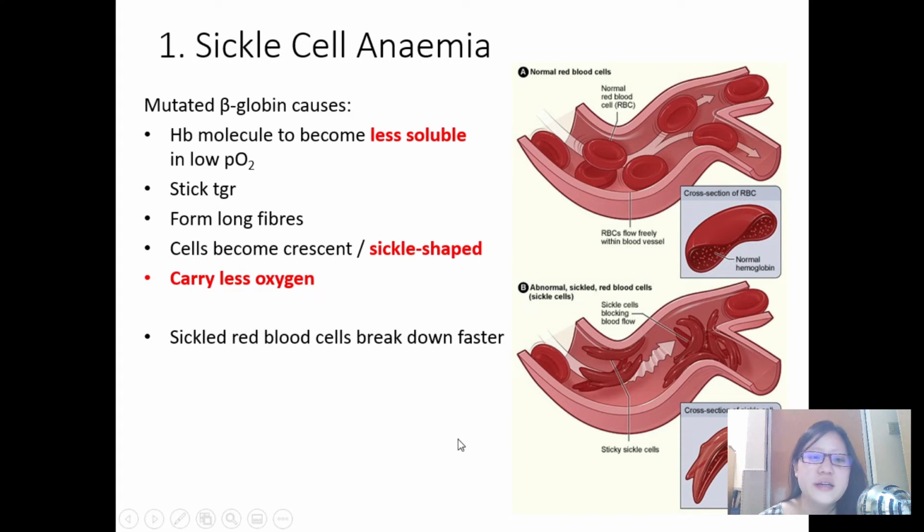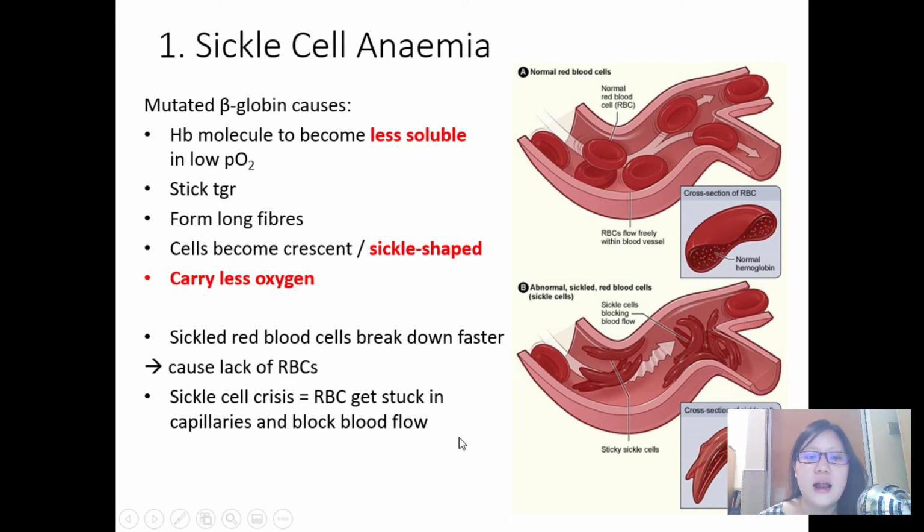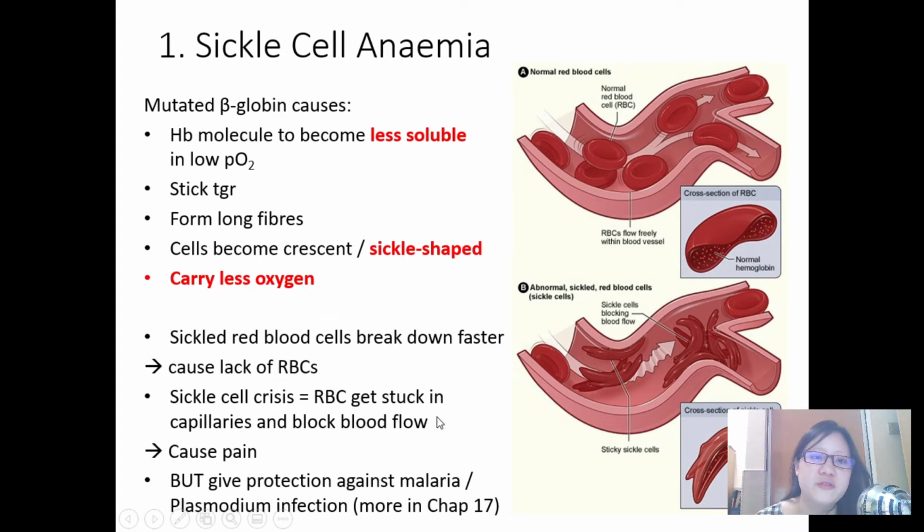Now, the problem here is that sickled red blood cells break down faster as well and cause a lack of red blood cells. It's very often that a sickle cell gets stuck in capillaries like this and blocks blood flow as well. So this is called a sickle cell crisis. So it might cause pain or numbness or soreness in certain regions of a person with sickle cell anemia. But it's not all bad.